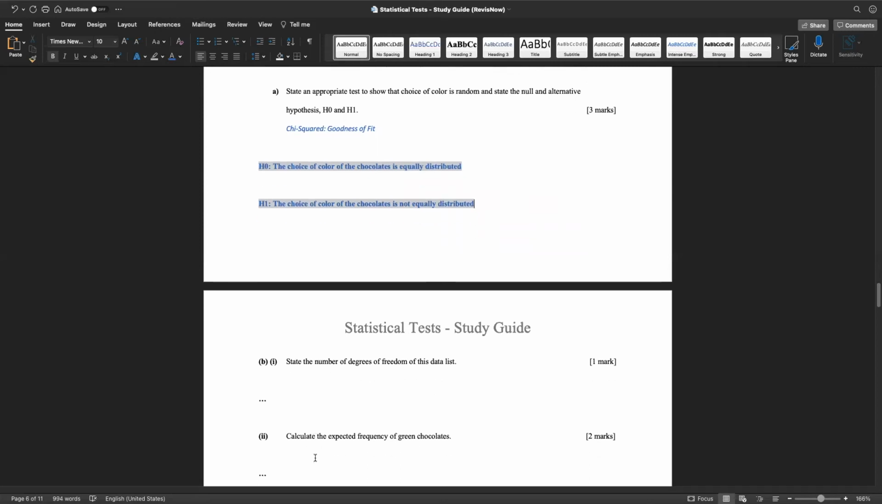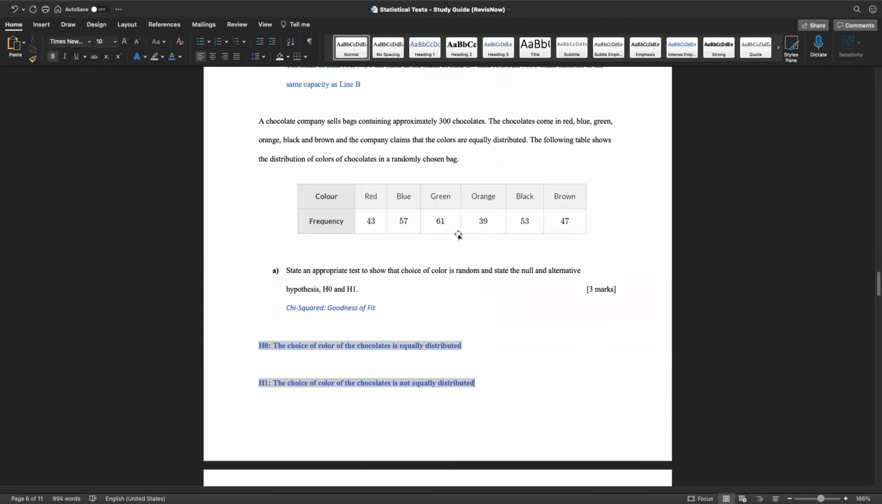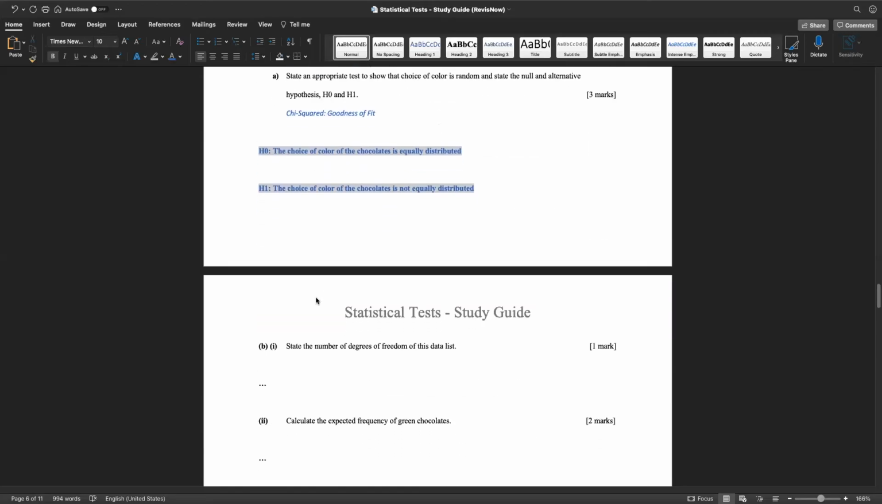B, state the number of degrees of freedom of this data list. This one's a super easy question. Count how many different things are in the data table. 1, 2, 3, 4, 5, 6. 6 minus 1 equals 5. That should be super easy.